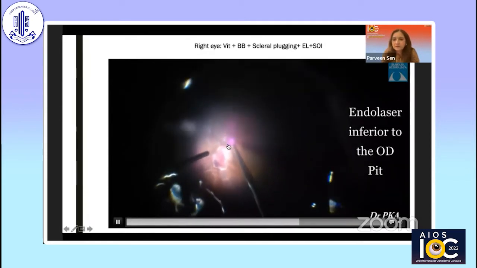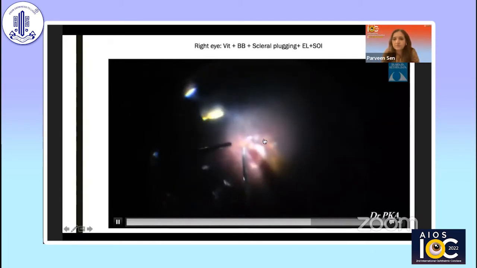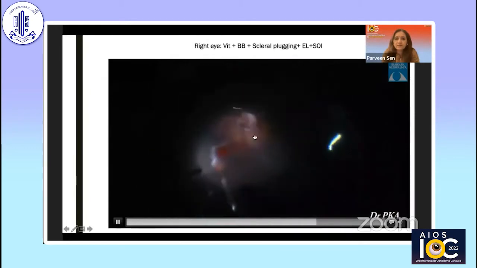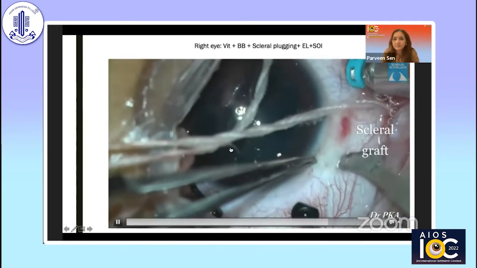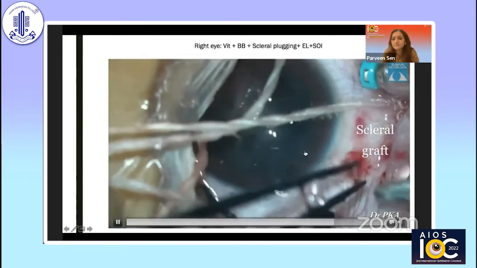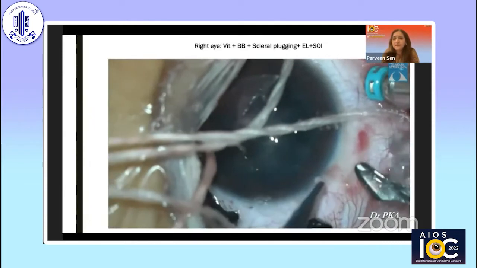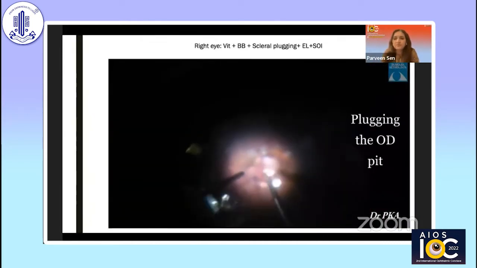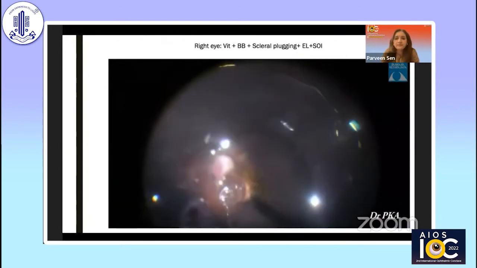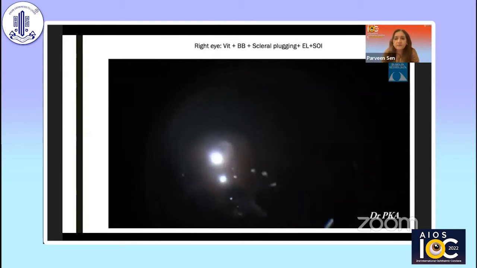After FG, I did some little faint laser to the edge of the optic disc pit as well, so that the communication, which was quite extensive, is not there. And not to leave anything unturned, I used just a little sliver of scleral tissue, and I used it through the 25 gauge opening itself. And I plugged in the pit as well, and then exchanged it with silicone oil.